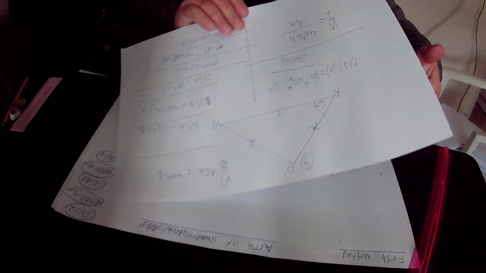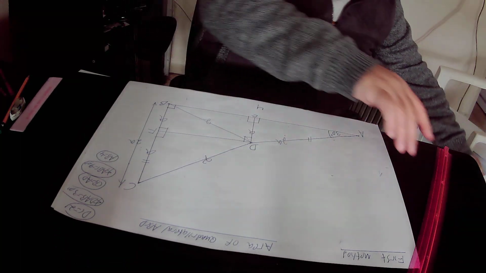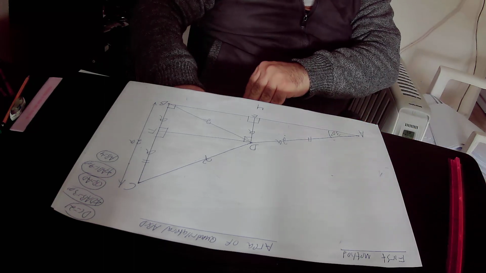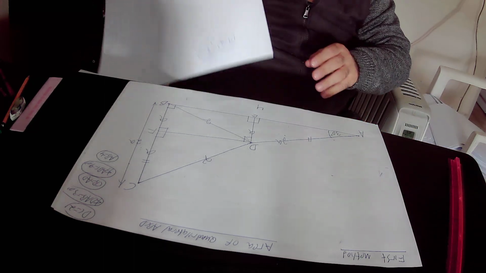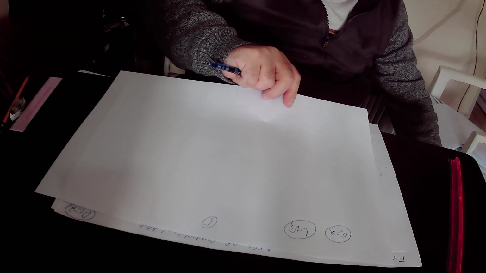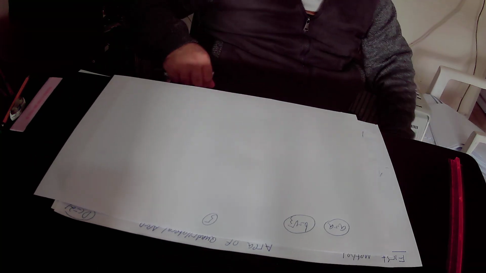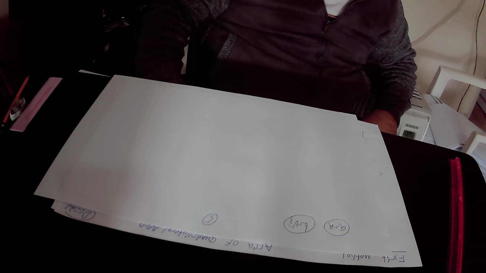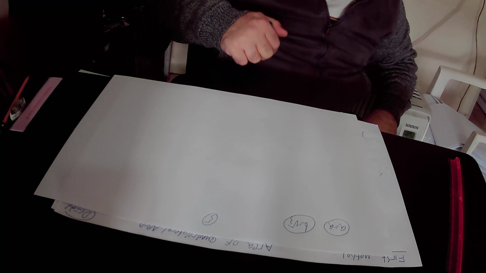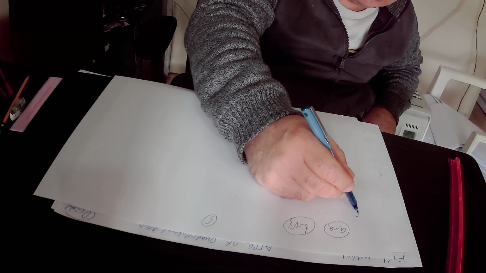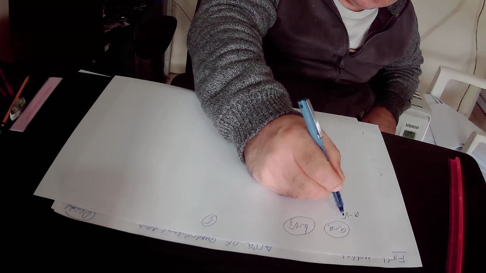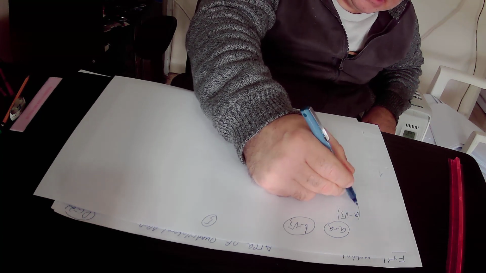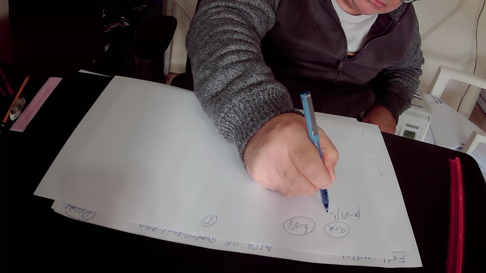I'll repeat again. In our specific expression, a squared plus square root of 3 squared minus 2 times a times square root of 3 equals 0, a equals a and b equals square root of 3. So a minus b squared is actually a minus square root of 3 squared, that will be equal to 0.